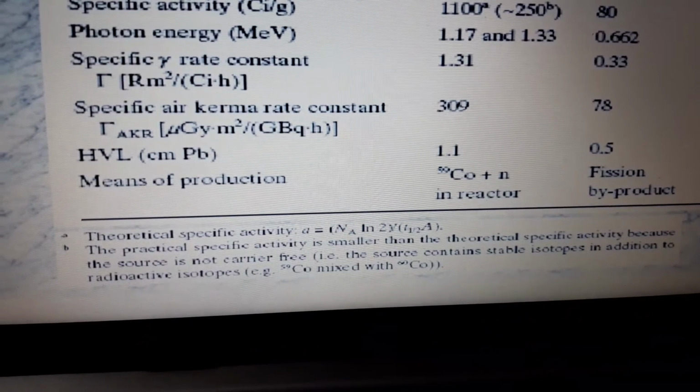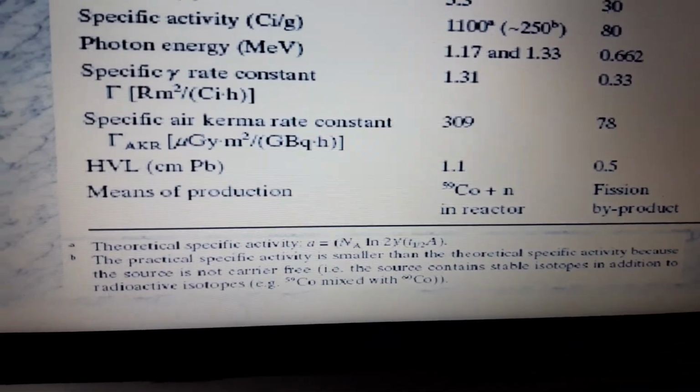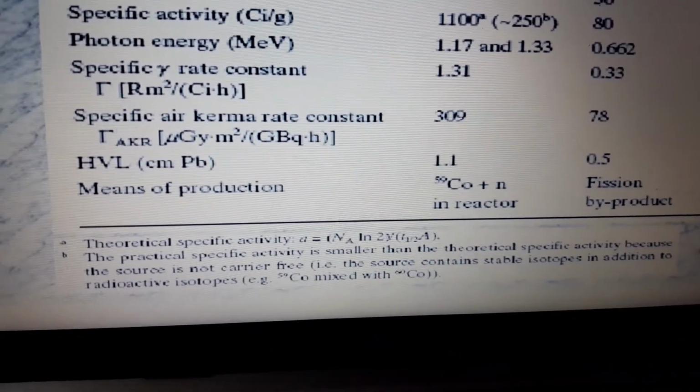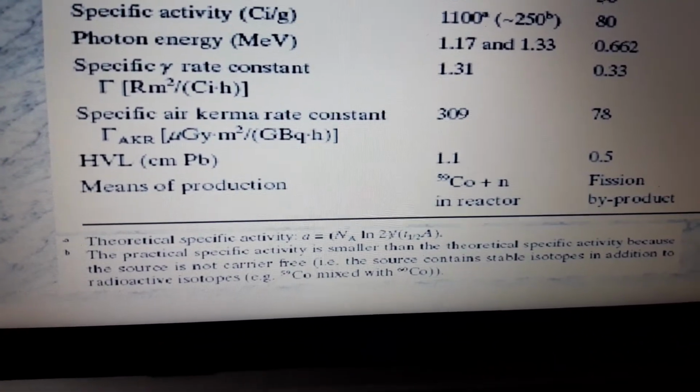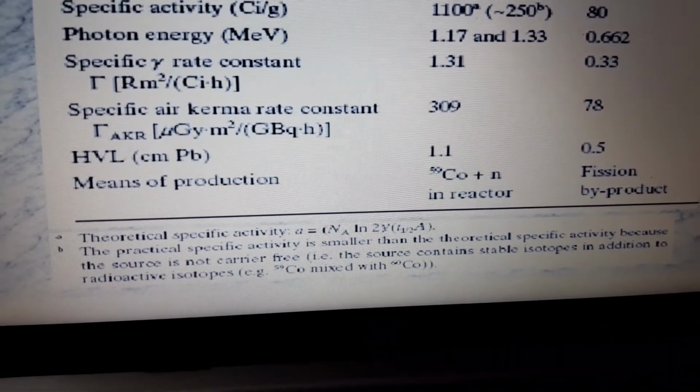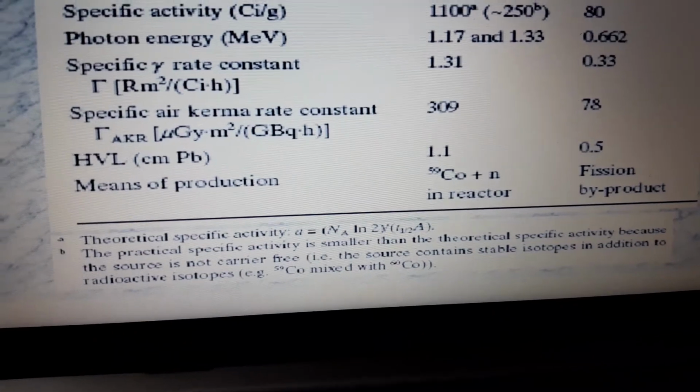Means of production: 59 cobalt is a target and is bombarded by neutrons in a reactor, and cesium 137 is a fission by-product.